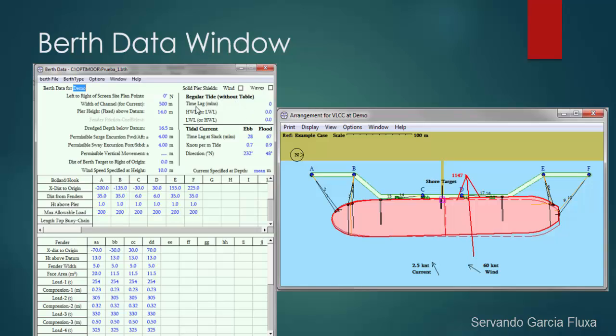Then, we're going to the right side of the screen. OPTIMOOR asks us what the high water level or the tides are: high water level, low water level, and the time lag. What does this mean? This means that if you don't have a tide table, which is highly recommended that you use, you can introduce that tide table in OPTIMOOR. Or if you don't have it, maybe you're working with an Admiralty chart or something, you can input here the high water level and the low water level, and then the time lag. And what does it mean?